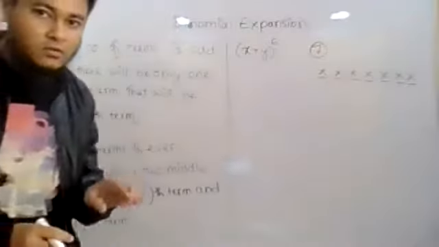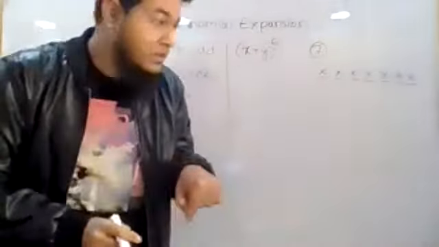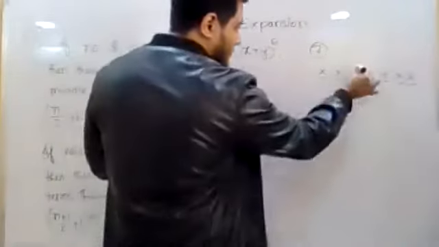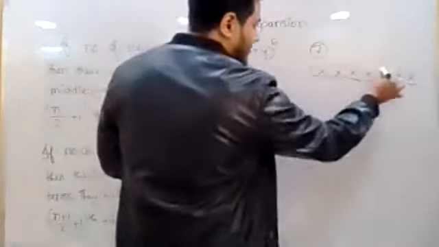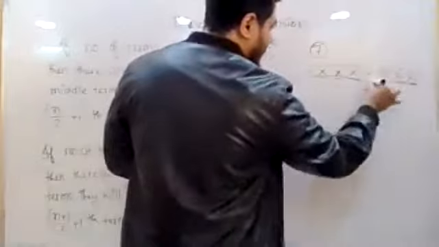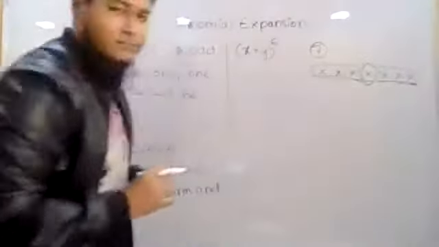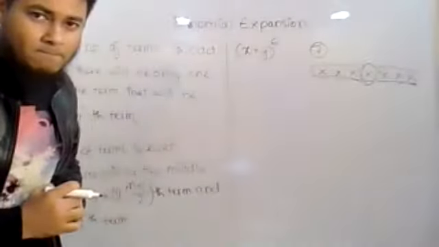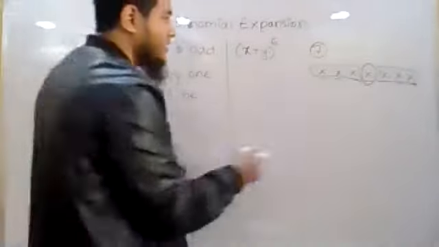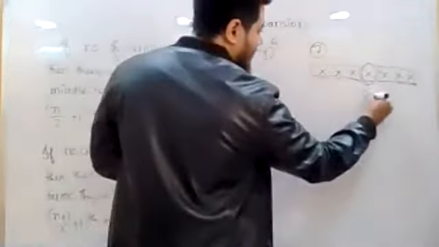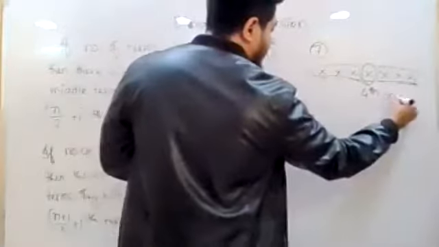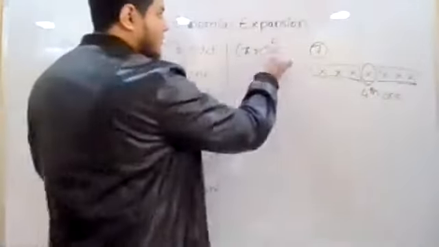So if I tell you to find out the middle one, then what can you do? You see these 3 are on the left, these 3 are on the right. So definitely this is the middle one, right? Yes. So which one? The middle one is the fourth one. Correct?